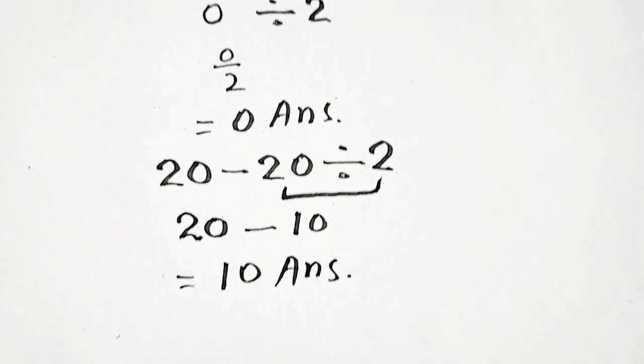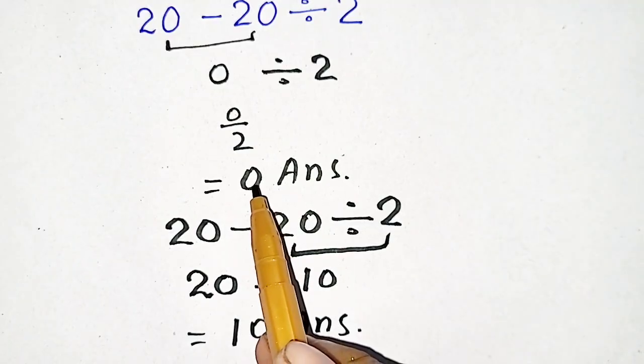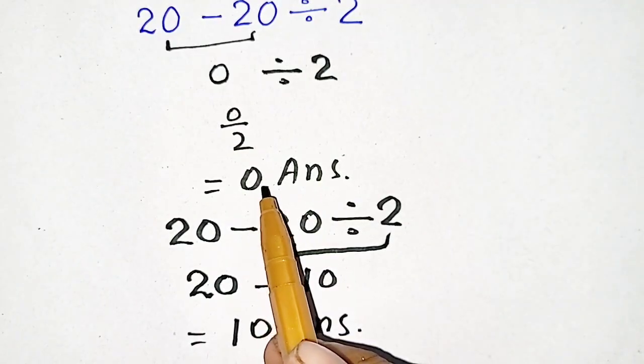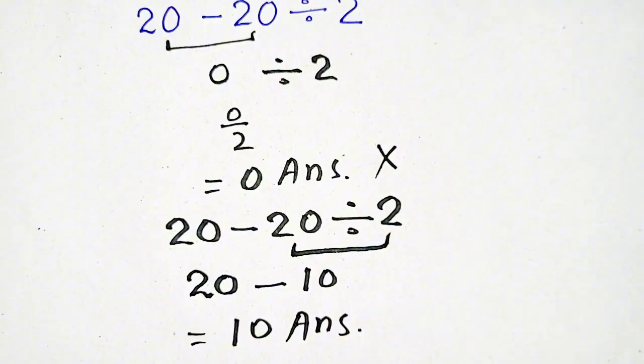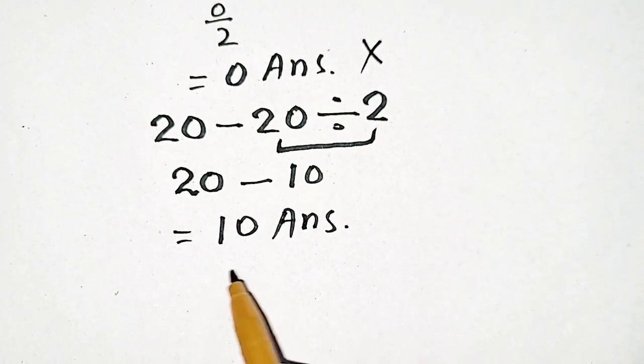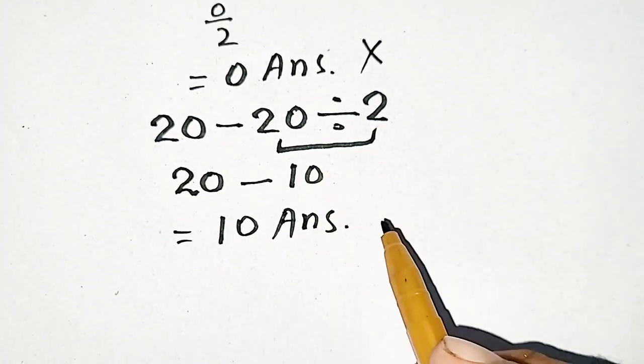In the first case, our answer was 0, but that was incorrect. So our correct answer will be 10, by obeying the order of operations.